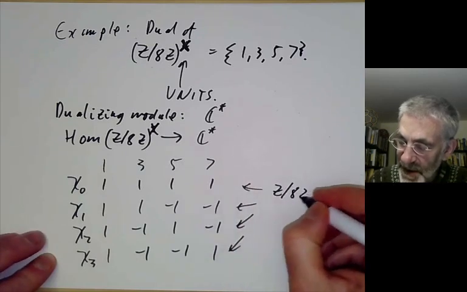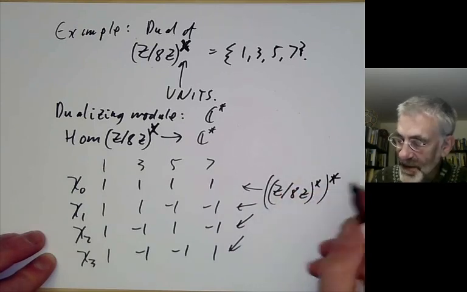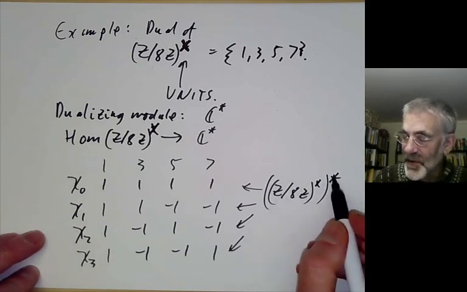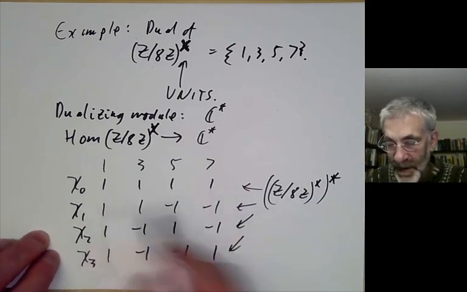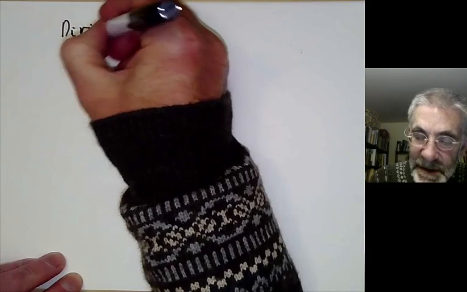So I guess this would be Z over 8Z star, and then I'm taking the dual of that. So that's not the double dual. That means I'm taking the units and then taking the dual of that group. So there are the 4 elements explicitly. These are sometimes called Dirichlet characters.